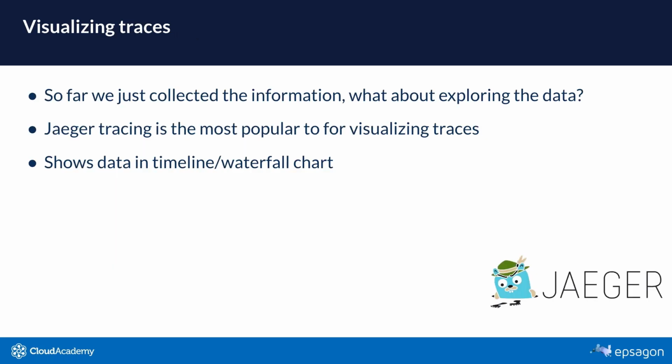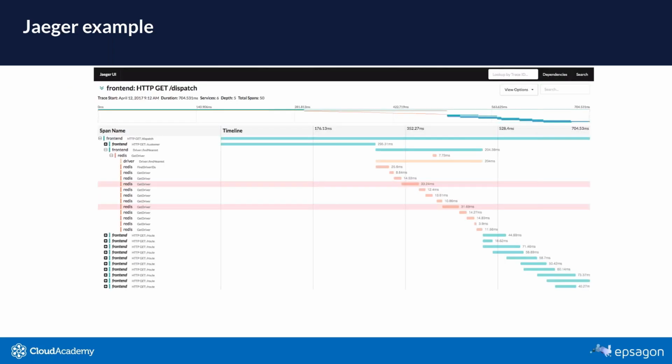Now, we talked about collecting traces, but what about showing them? We need to visualize them in a way that is meaningful for us, a way that lets us explore the data. And I think Jaeger tracing is probably the most popular one for showing traces. There are some other alternatives that we will show, but this is probably the most popular. The view here is pretty straightforward. This is a Jaeger example of a front-end application going to the back-end and using some Redis. We can easily detect where our request is spending most of the time.